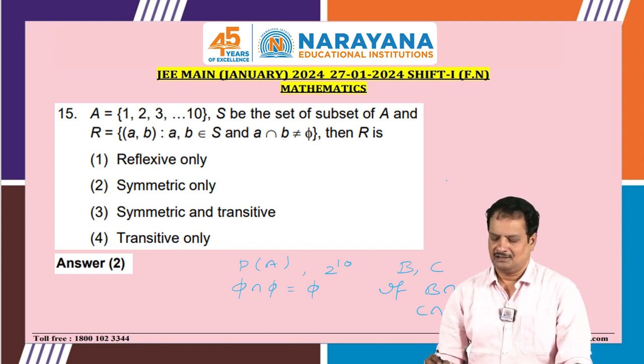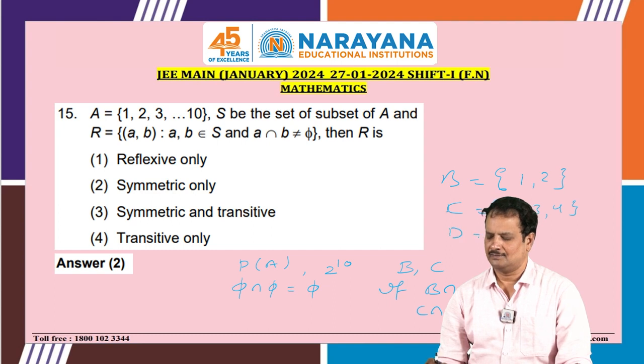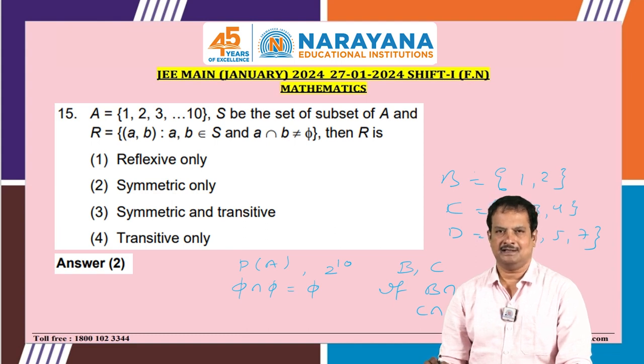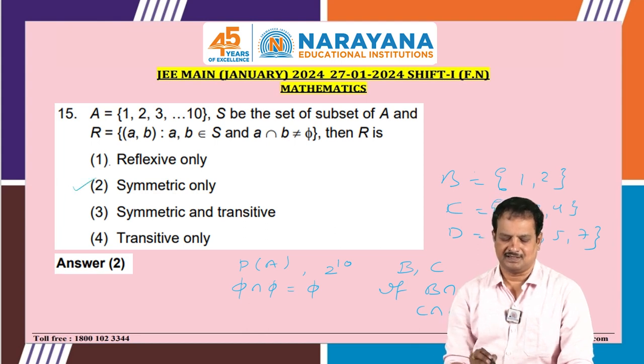Transitive property we can verify like this. For example, I will take some set B, or some other name, you can take. So I have taken the two elements 1 and 2. Next, set C, having the elements 2, 3, and 4. Next, set D, and in this case, I am taking 4, 5, 7. Now, the intersection of B and C is not a null set, and the intersection of C and D is also not a null set, but the intersection of B and D is a null set. That clearly indicates it is not a transitive relation. It is only symmetric. That's why the second option is correct.